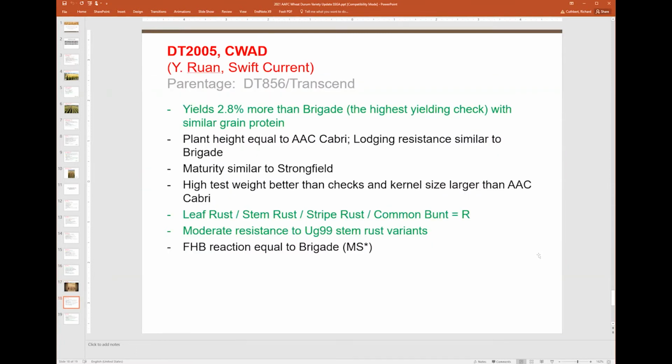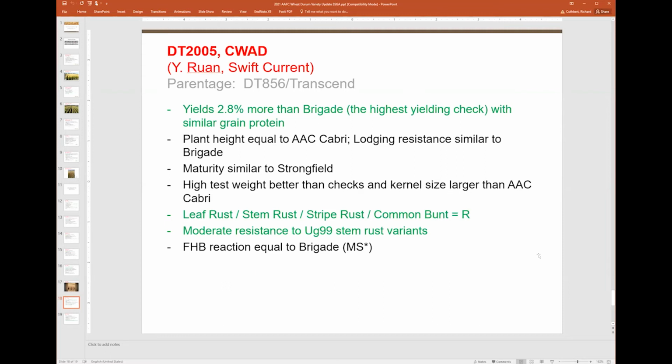Two Durhams. DT 2005 is the first, from Rouen at Swift Current. High yielding, about 3% more than Brigade, the highest yielding check, with similar grain protein. Plant height equal to Cabri, lodging similar to Brigade. Quite a good package again. The disease package is in line, and it appears that it will have an FHB reaction similar to Brigade, which we've noted as MS star in the seed guide.